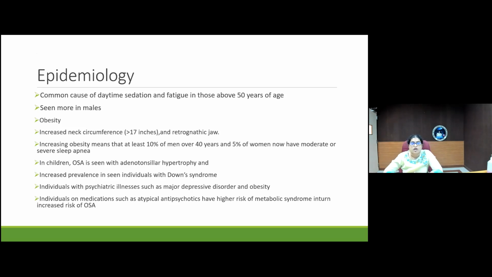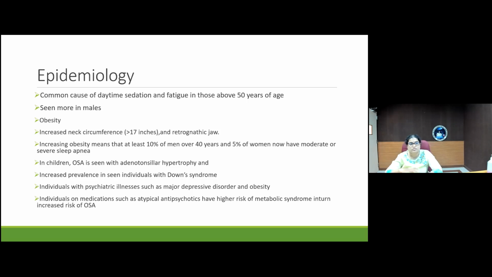Epidemiology. OSA is known to be one of the common causes of daytime sedation and fatigue in those above 50 years of age. Seen more often in males, more often with individuals with obesity, when there is an increased neck circumference that is more than 17 inches, and retrognathic jaw. Increasing obesity means that at least 10% of men over 40 years and 5% of women at present have moderate to severe sleep apnea. So the prevalence of sleep apnea is increasing day by day due to the increasing prevalence of obesity.